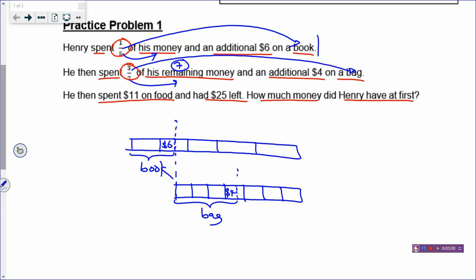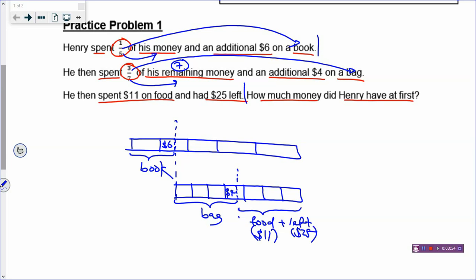So where is the leftover? The leftover is on the right side. That is the money he spent on food and the leftover. So let's label. This part is the money spent on food, so I'm going to write the words food and left. Label your model clearly. Put all the numbers onto your model so that it becomes more and more clear. He spent $11 on food, and $25 is left.